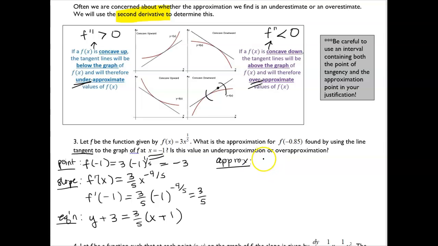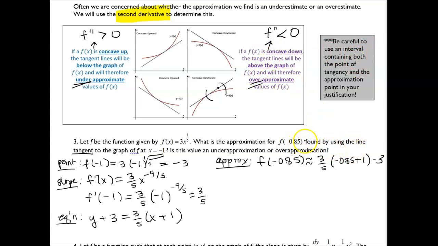And so f of -0.85 is approximately 3/5 of -0.85 plus 1 minus 3. I can leave my answer right there. I do not need to simplify it on these open-ended problems. You can see it could get a little messy here with fractions and decimals and negatives, all of that. So we just want to leave it right there. So we answered this first part.